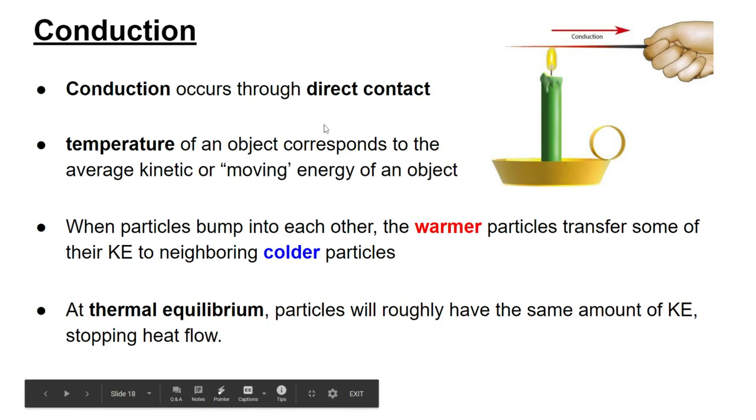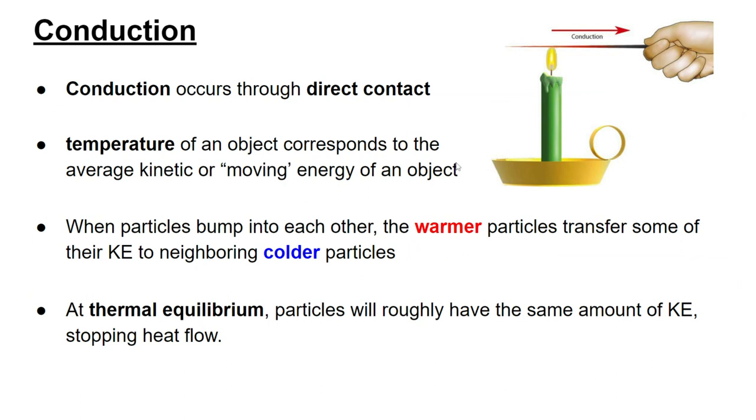So conduction occurs through direct contact. As you can see here, this is an iron rod being heated on a candle. What is going to happen is the candle is going to give us the heat, the source of the heat. It will raise the temperature, which corresponds to the average kinetic energy, or moving energy, of an object.